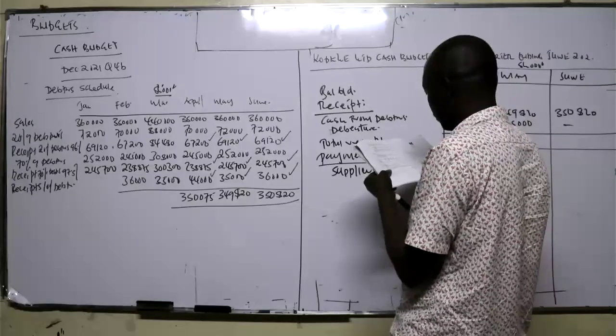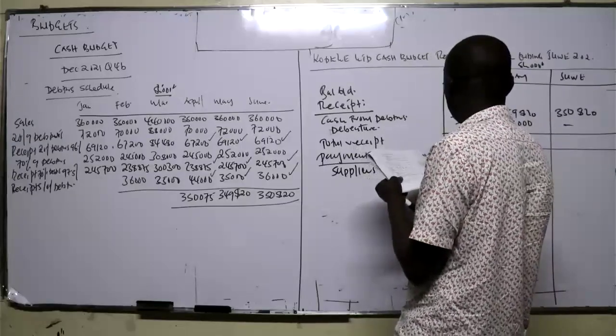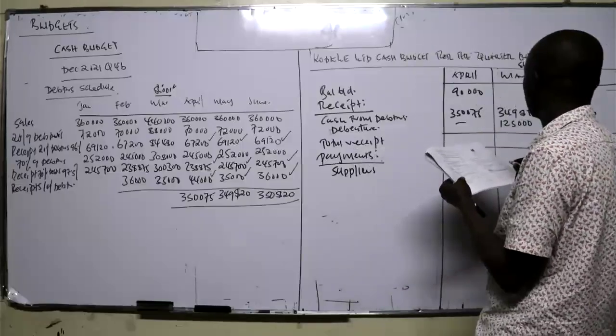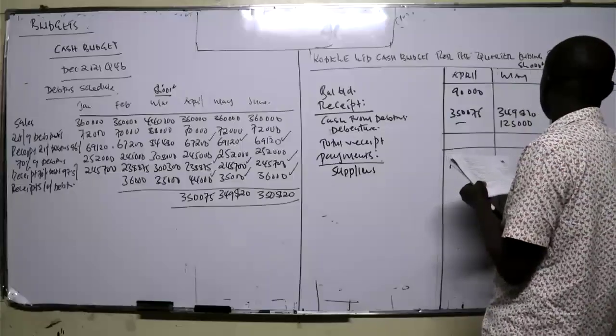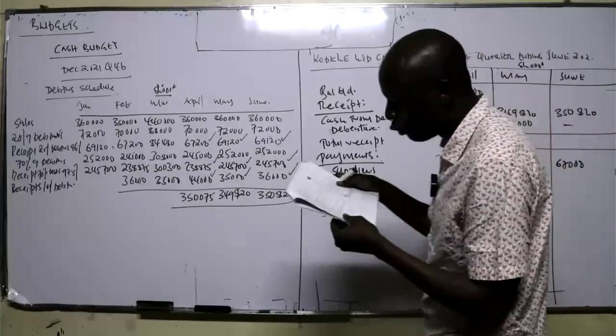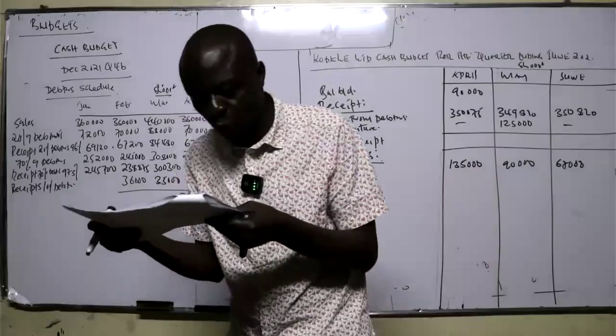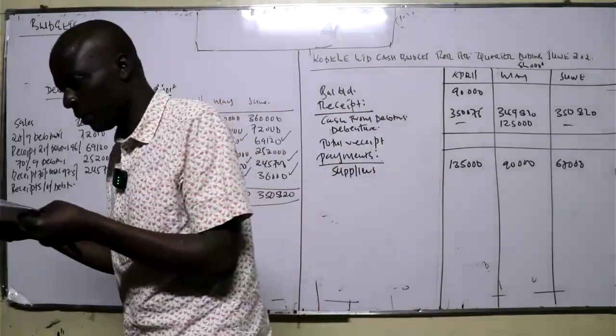135, isn't it? So we're paying here 135,000, and here we're paying how much? 90,000, and here we're paying 67,000. So we are through with note number 2. Note number 3 we have done. We go to note number 4.